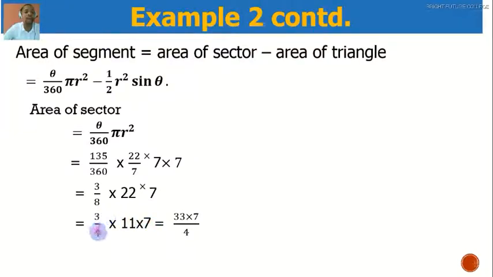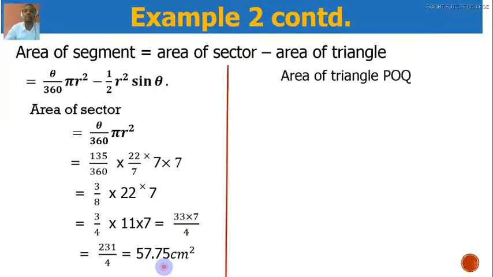How do we get the 4 here? By dividing this 8 by 2 and 22 by 2 to have 11. With that, we have 33 times 7 over 4. That is 3 times 11 multiplied by 7 divided by 4. That will give us 231 divided by 4. We have 57.75 cm square. That is the area of the sector. Now let's find the area of the triangle.